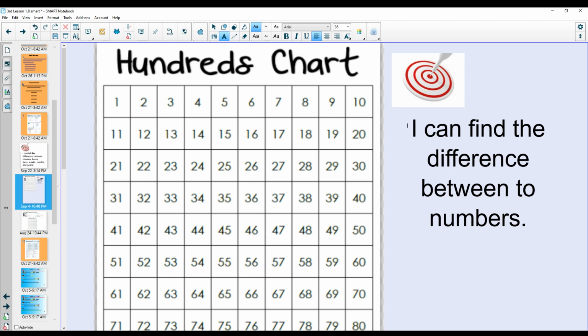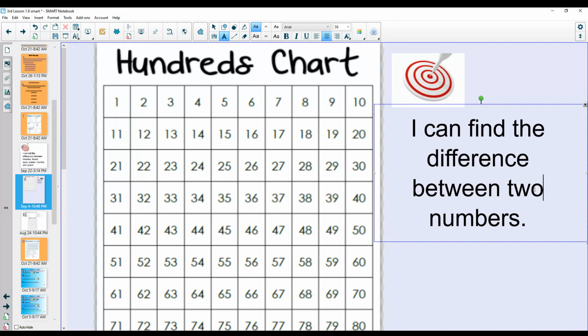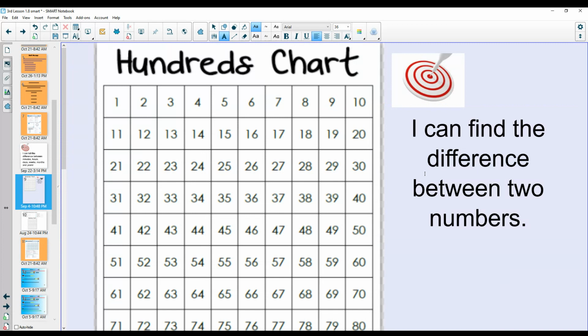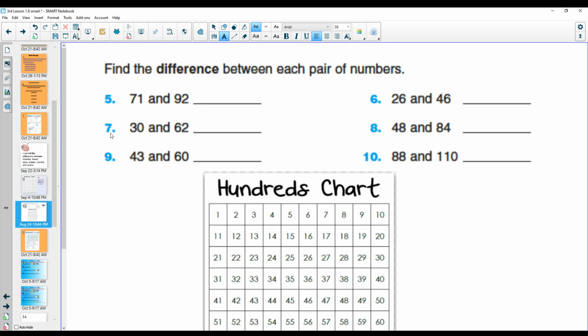Today's learning target is I can find the difference between two numbers. All right, the word difference here usually means subtract. So I would subtract the two numbers. Today, we're going to use the number grid to find the difference. Let's look at the next slide.